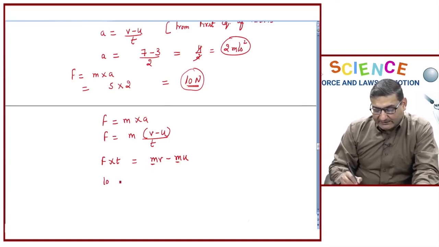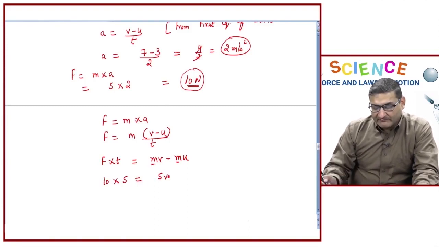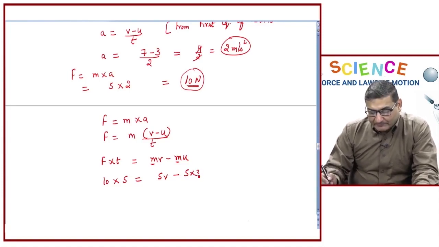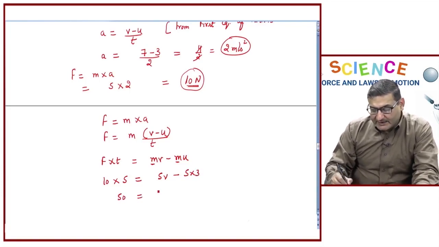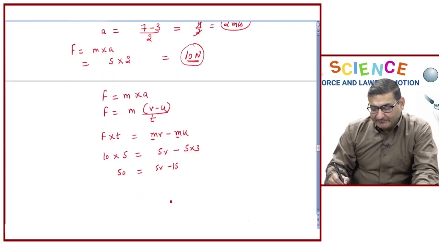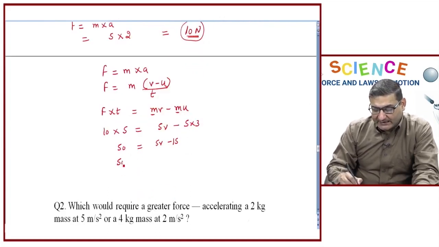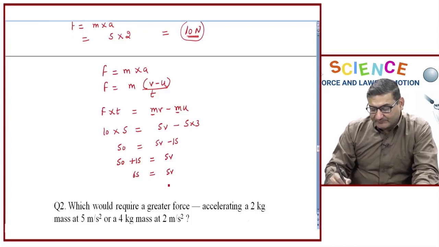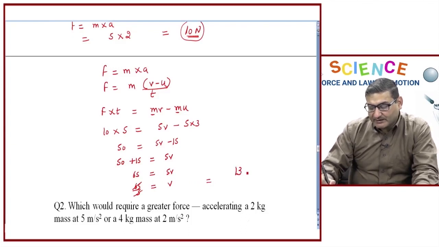Force we have just calculated 10, time now given to us is 5 seconds, mass is 5, V we need to calculate, mass is once again 5, putting its value, and U, it was moving with a velocity of 3. So it comes out to be 50 is equal to 5V minus 15. Taking 15 on the other side, I will get 15 plus 50 is equal to 5V, or 5V is equal to 65. Therefore, V is equal to 65 by 5, which comes out to be 13 meter per second.